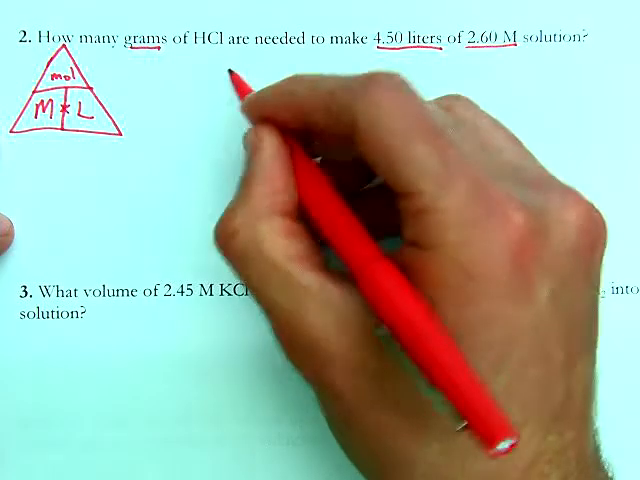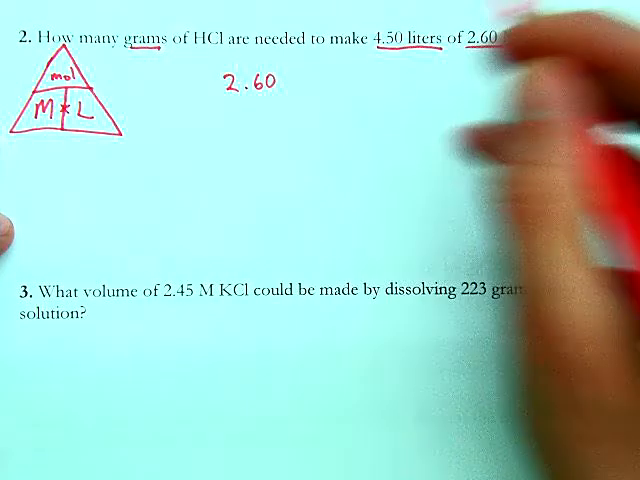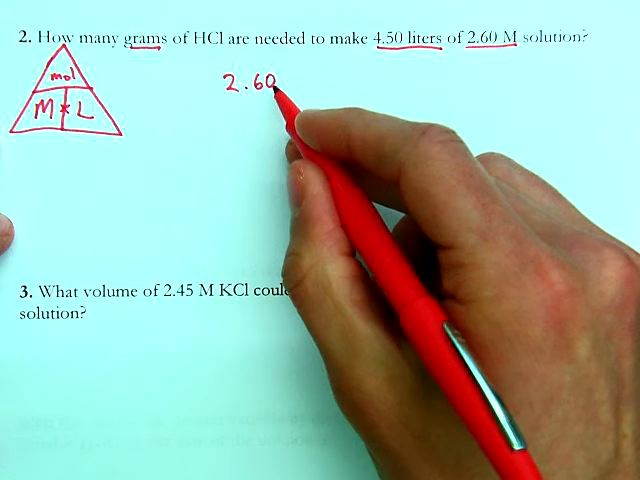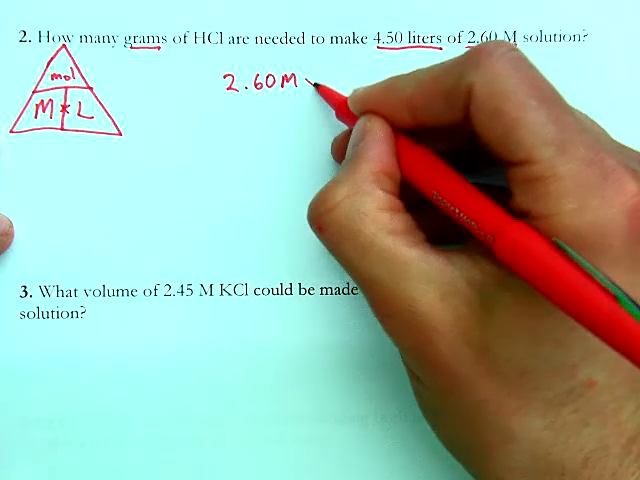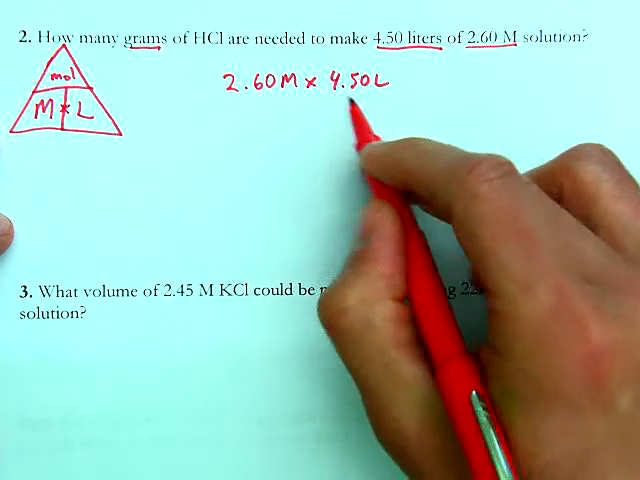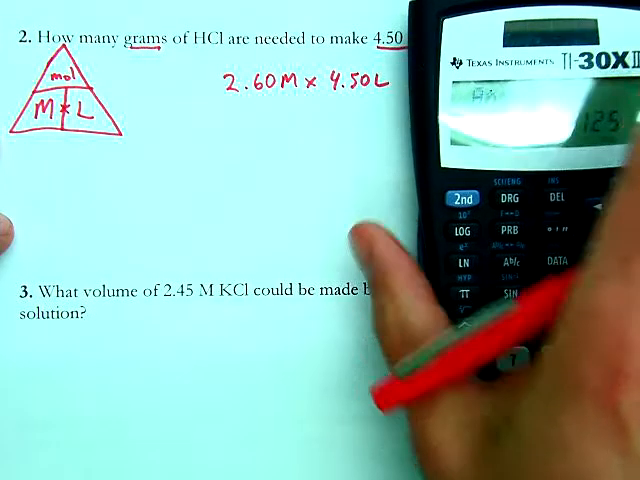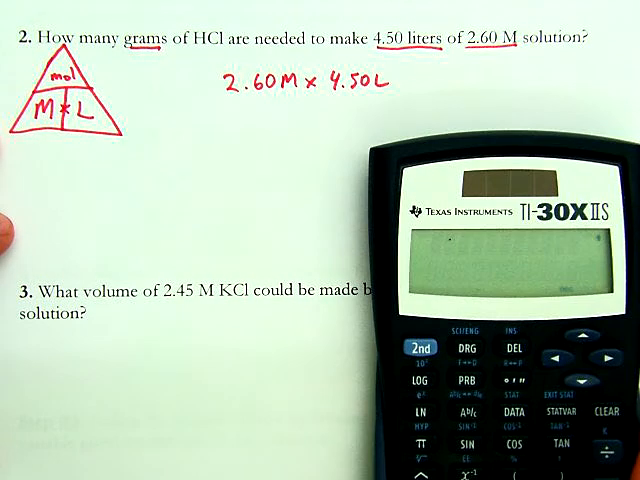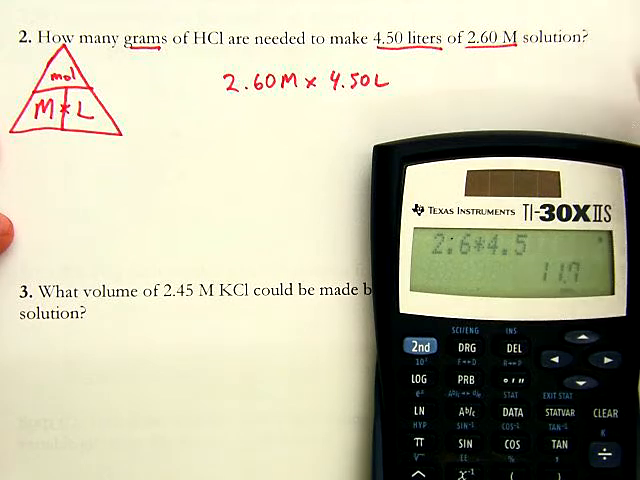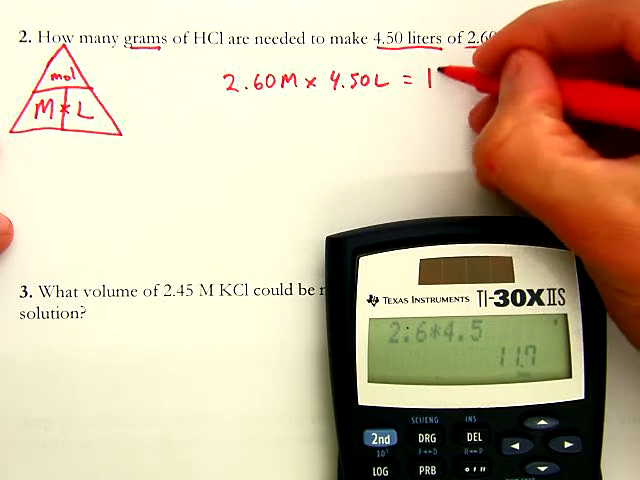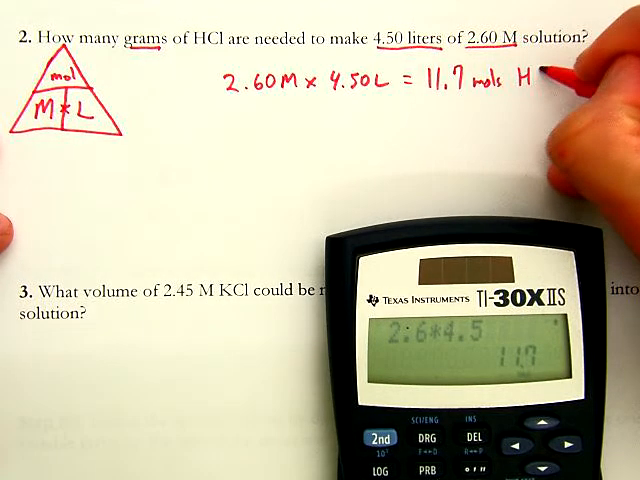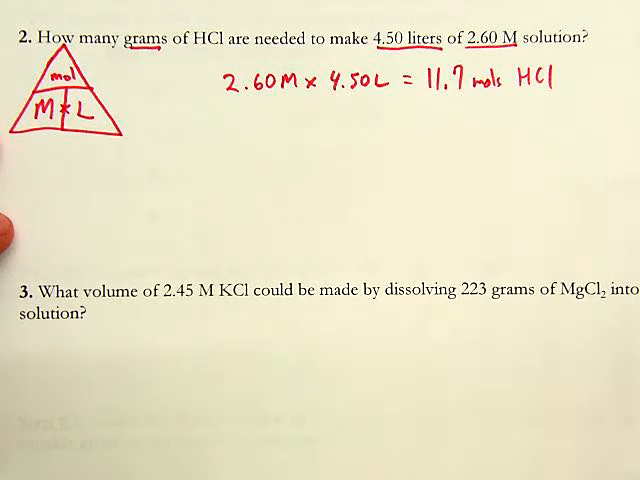Because 2.6 molarity is the same as moles per liter, and we have 4.5 liters. So if you take molarity times liters, liters is going to cancel out, and you're going to be left with your number of moles. So 2.6 times 4.5 is 11.7 moles of HCl.